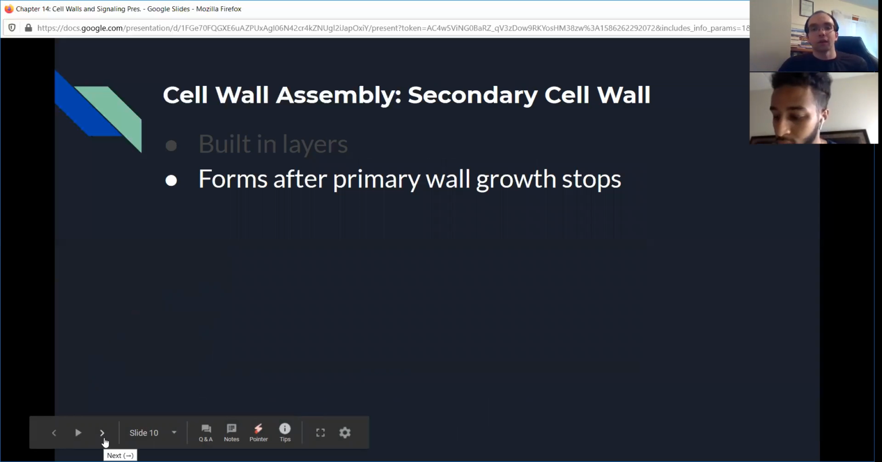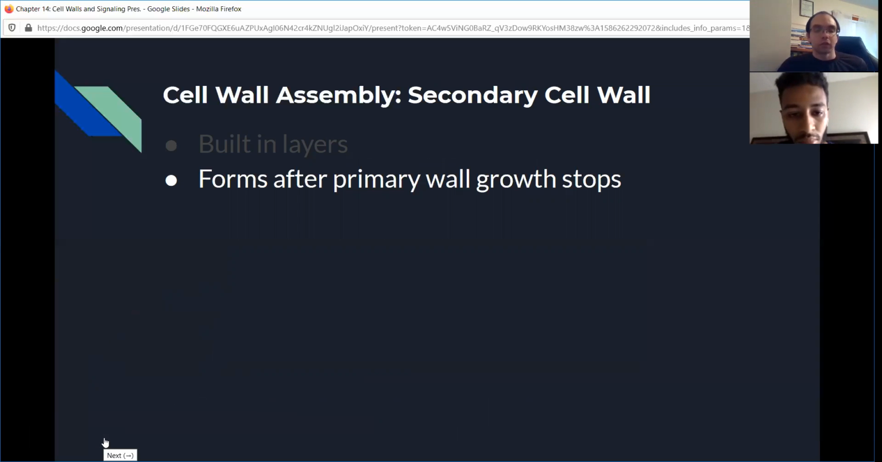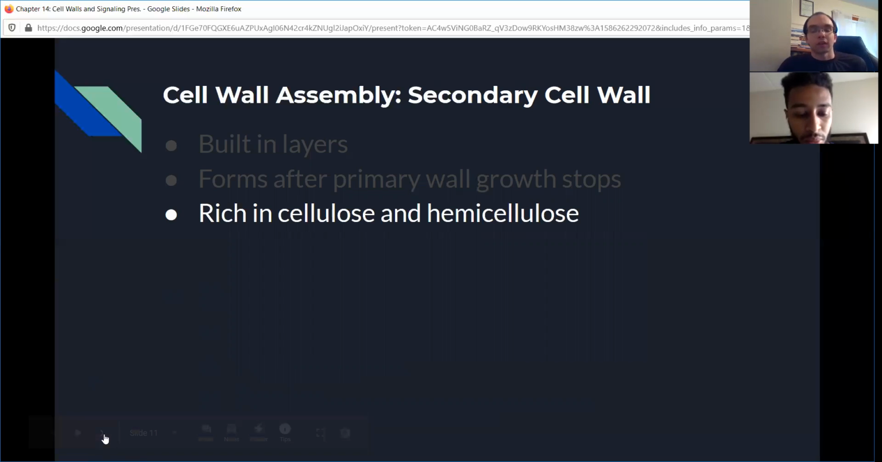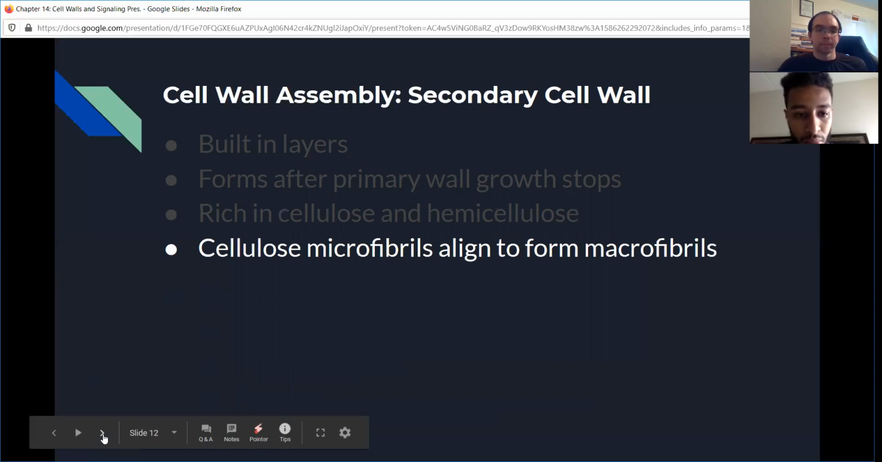The second characteristic of the secondary cell wall we'll cover is that it forms after primary wall growth stops. Once the cell is done enlarging, then the secondary wall starts to build because there's no longer an effective trigger pressure expanding the wall, as trigger overcomes tension in the wall. There's no longer an effect of growth. The next point is that the secondary cell wall is primarily made of cellulose and hemicellulose, which add to the tensile strength of the wall.